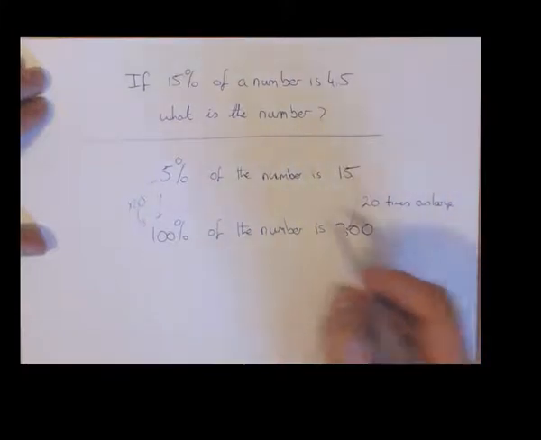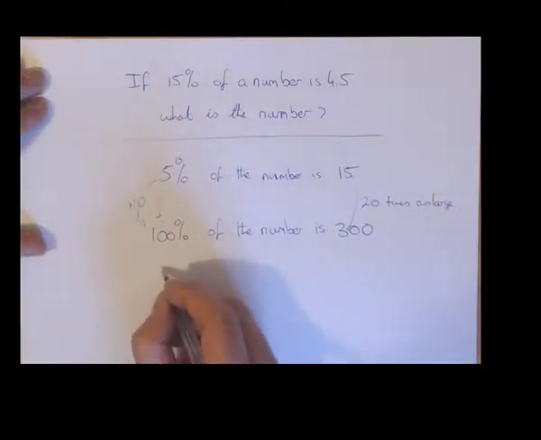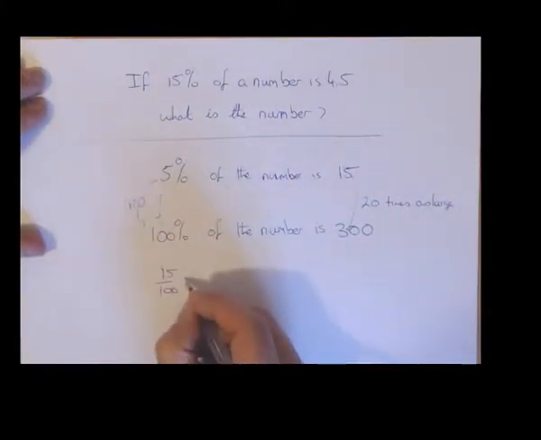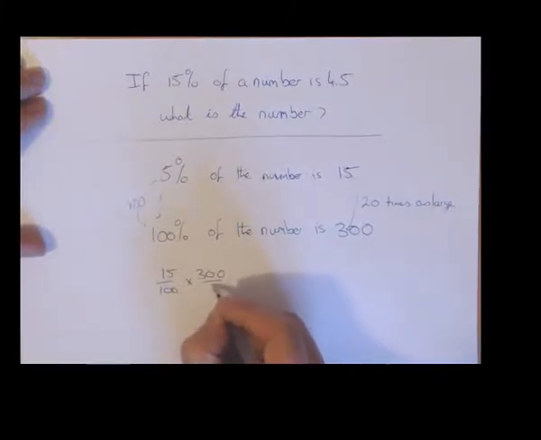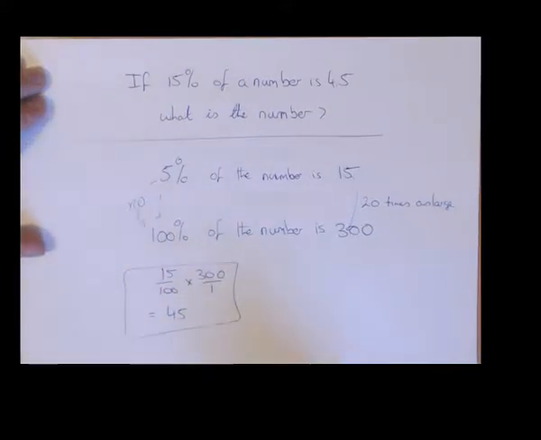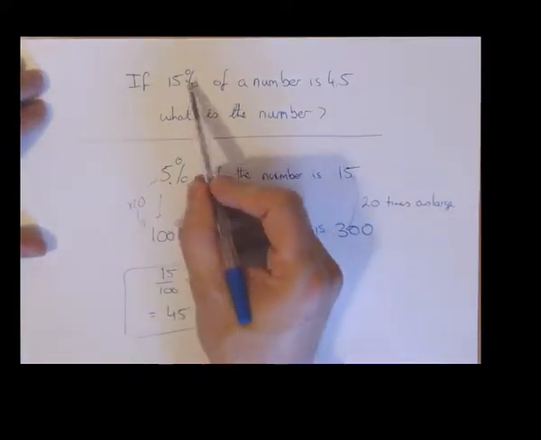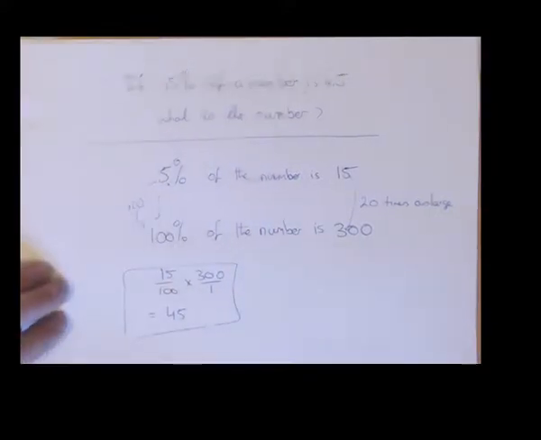And we would check that by typing in 15 over 100 by 300 over 1, and we would get 45 as we expected. So that's one way of doing it: 5% is you go from 15% down to some useful number. Let's have a look at a second way of doing this.